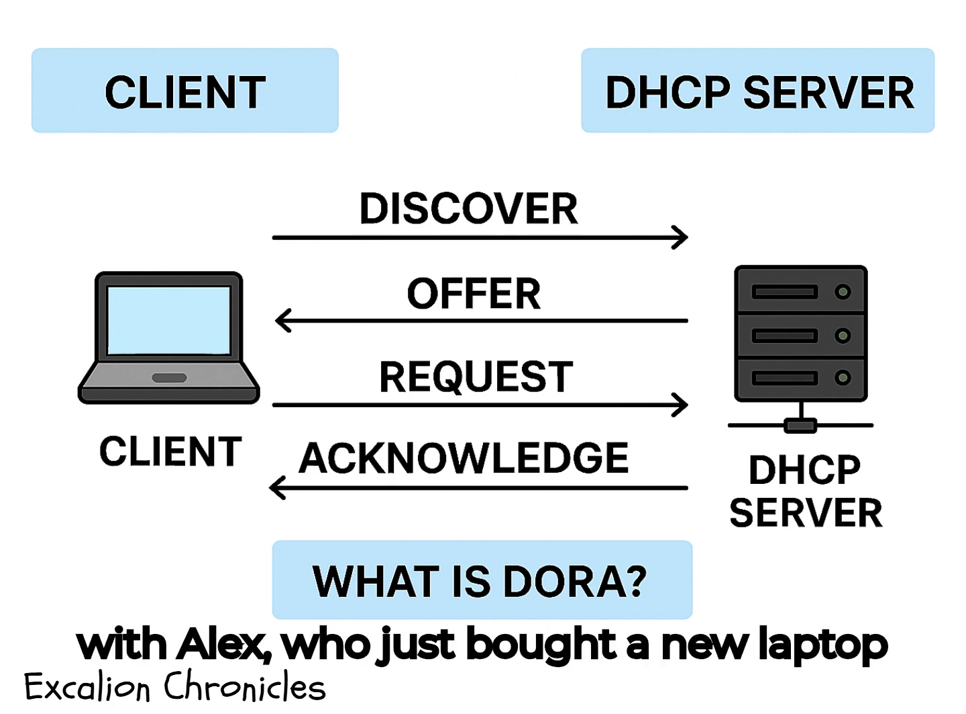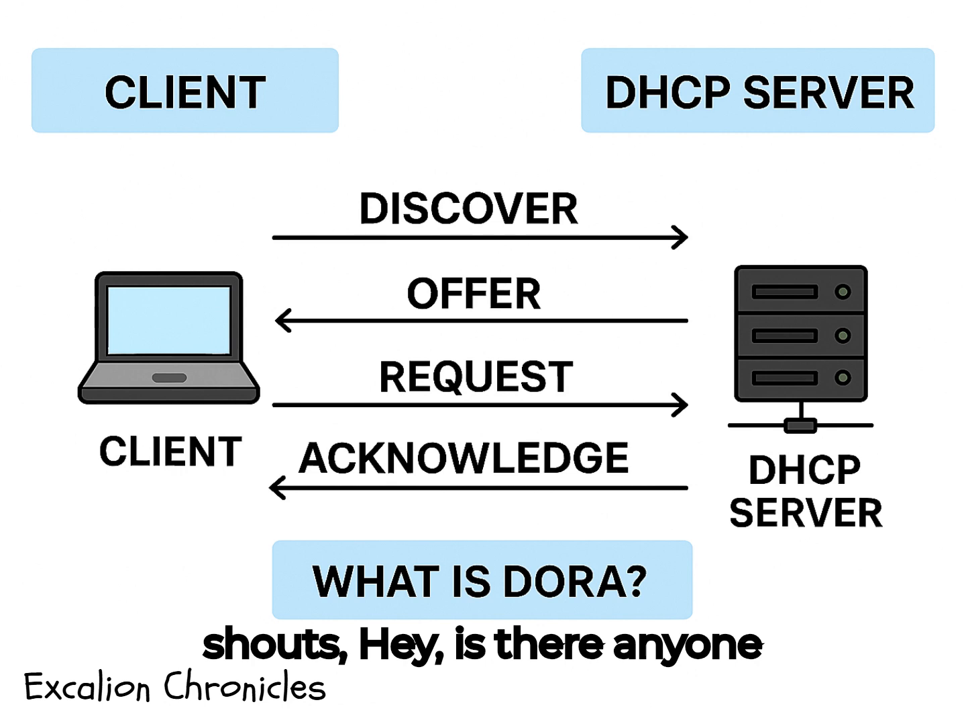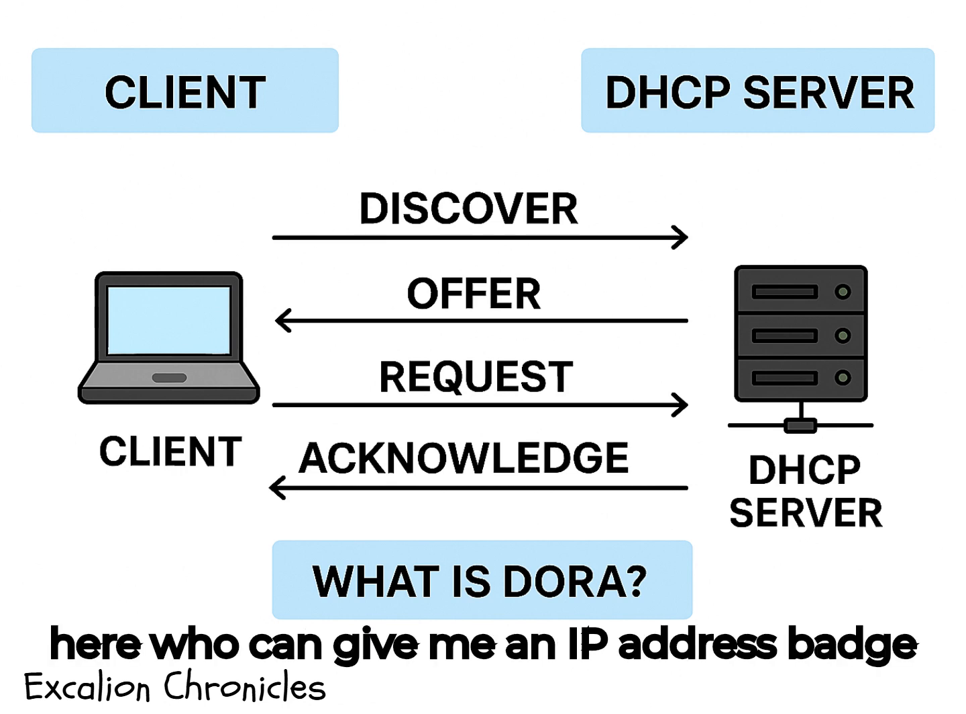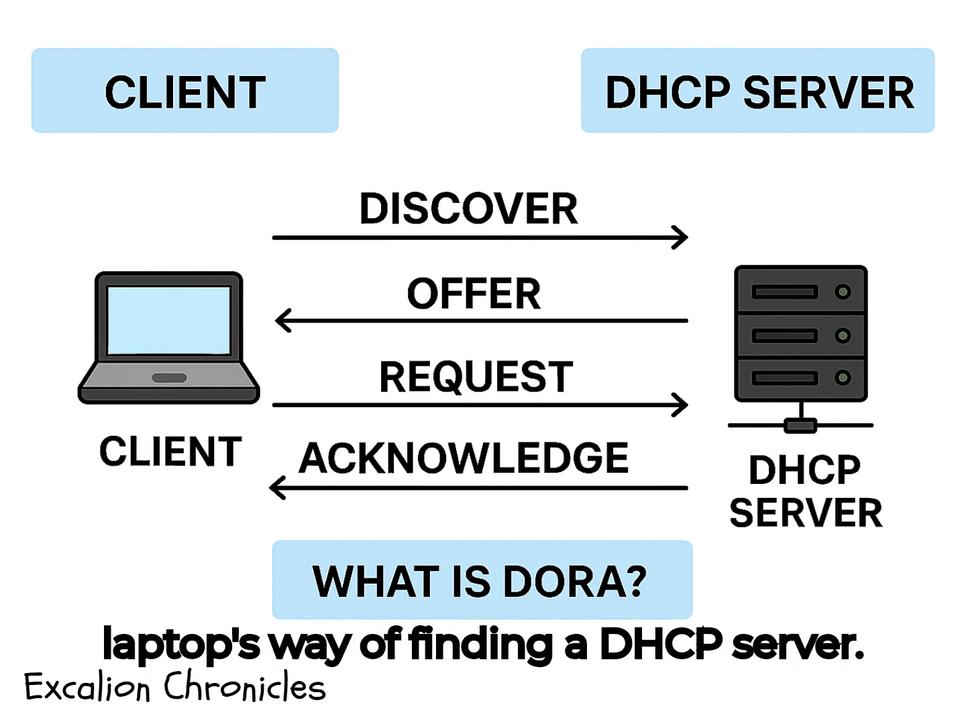Our story begins with Alex, who just bought a new laptop. Alex walks into the networking party and shouts, "Hey, is there anyone here who can give me an IP address badge so I can join a network?" This shout is called a discover message. It's a laptop's way of finding a DHCP server.